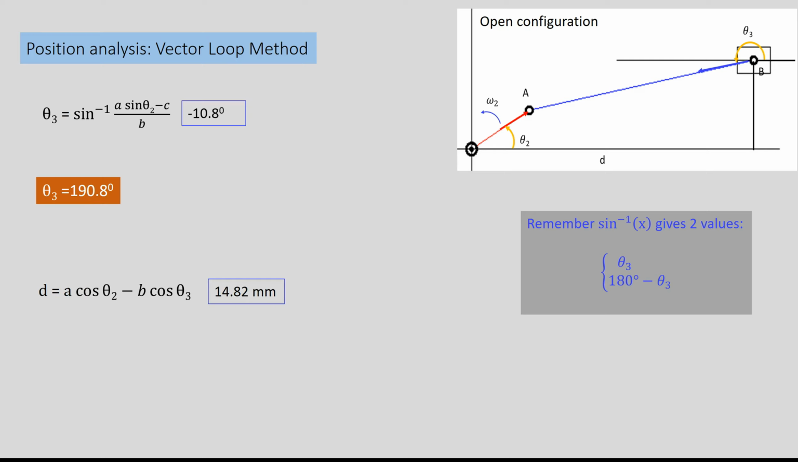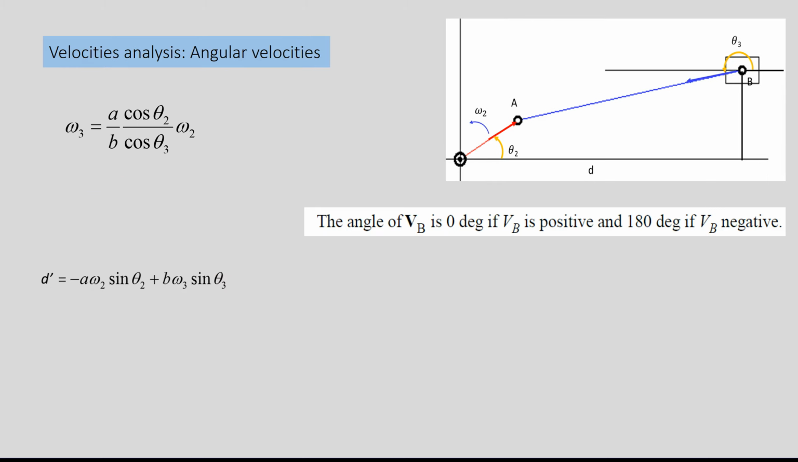Once we find theta 3 and the slider position, we want to find the angular velocity for link 3. The equation is given to us, so we don't need to remember these equations. We just substitute all the values and we find the angular velocity is negative 2.06 radian per second.